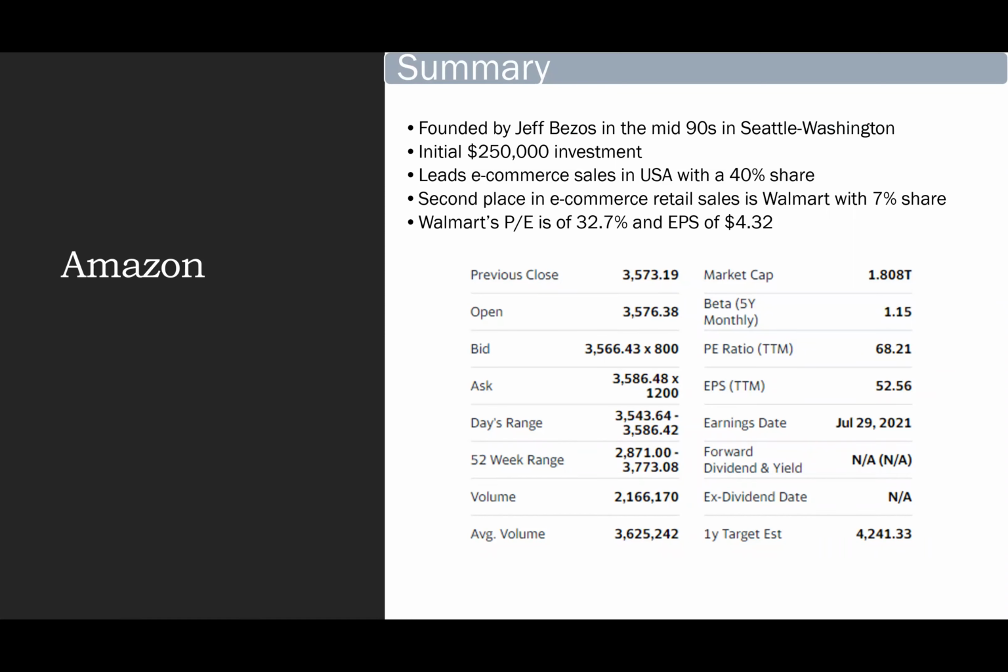At the same time, Walmart's price to earnings ratio is 32.7, and earnings per share, which is the net profit over the amount of shares available, is $4.32. As to Amazon, the price this week is $3,576 with a market cap of 1.80 trillion and a price to earnings ratio of 68, which is high in comparison to Walmart and also to other peers such as eBay, Costco, and Target, which range between 25 and 40 of price to earnings ratio.